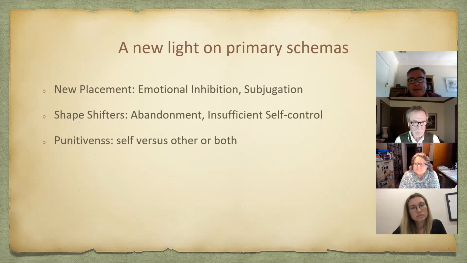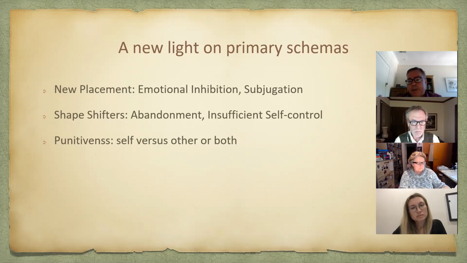I know that debate comes up when we talk about modes as well, with the punitive parent mode. I've been at schema conferences where people have said the punitive parent mode really applies to self, and other people will say it can apply to self or others. In the research that we've done, when you assess punitiveness by the long form, you can have people that are punitive just towards themselves, as in depression, for instance.